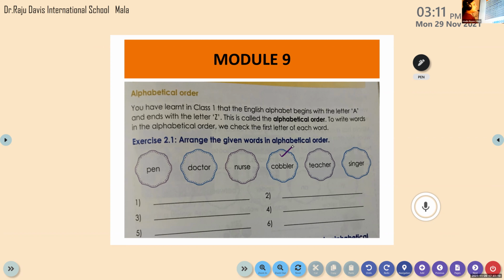C-O-B-B-L-E-R. How would you read that word? Cobbler. C-O-B-B-L-E-R, cobbler. Do you know who is a cobbler? Who is called a cobbler? You're right, Devdarsh. Your answer is right. Do you know who is called a cobbler?